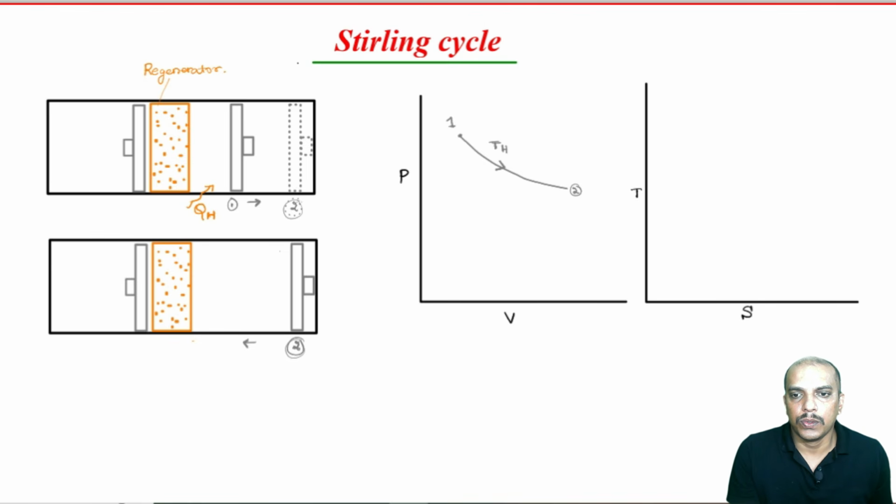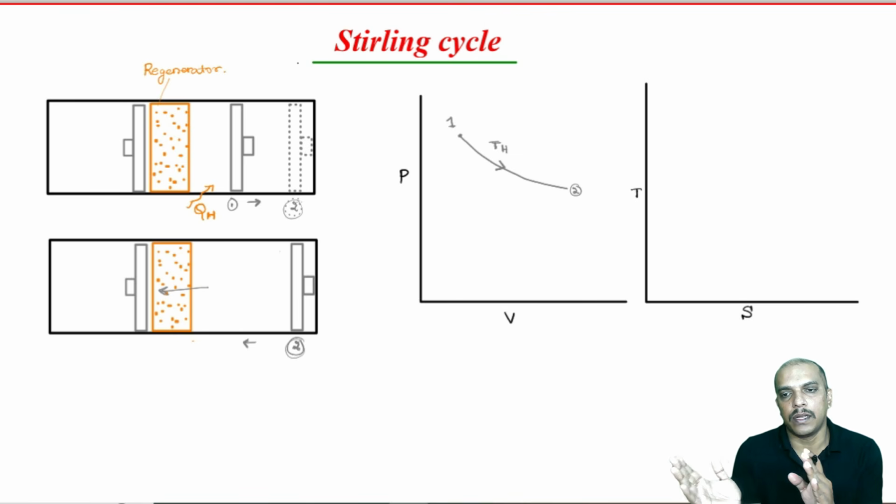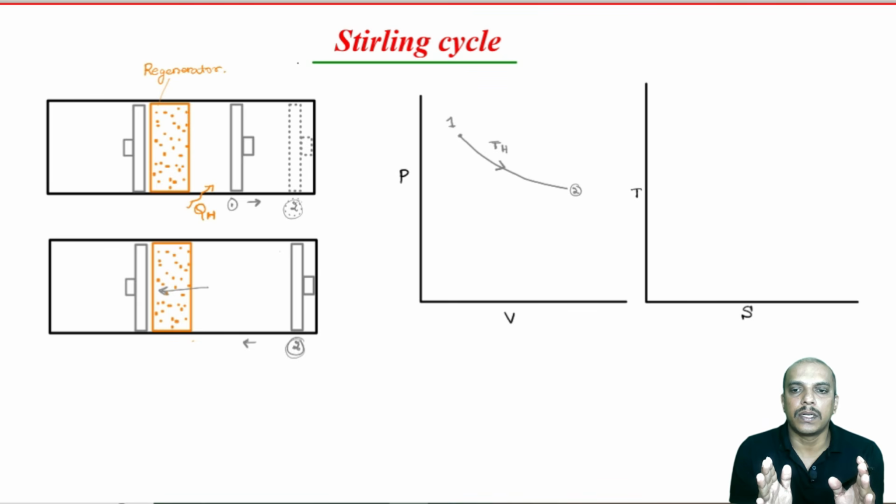Now, 2 to 3, it should happen so that the volume remains constant. Now, this is the volume of the working fluid. How can we have the second piston moving towards left and the volume remaining constant? It should pass through this regenerator, and this piston, maintaining the same volume, should move towards left. That is the idea. So, volume should remain constant, but we are giving away the heat to the regenerator. The working fluid should pass through the regenerator.